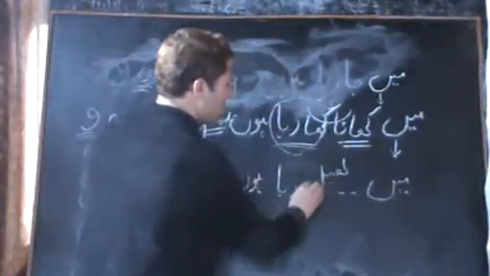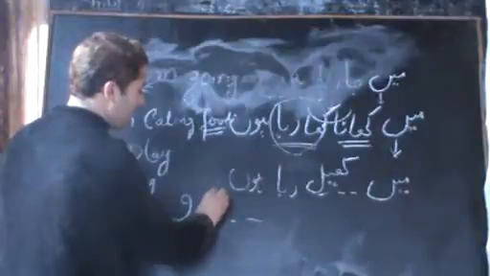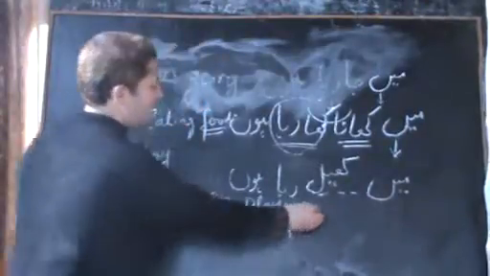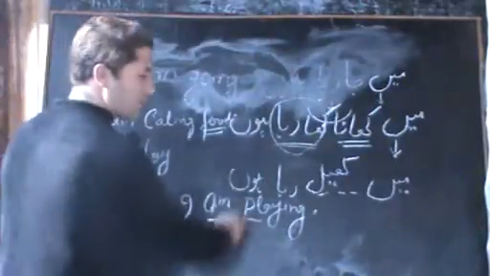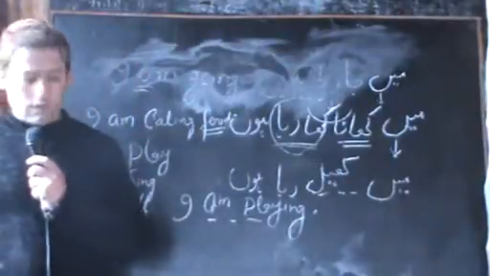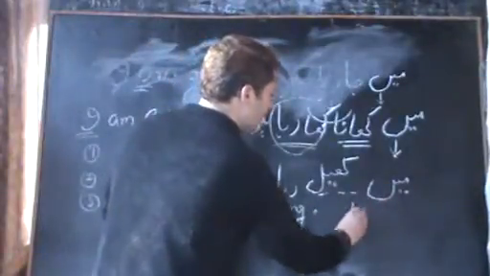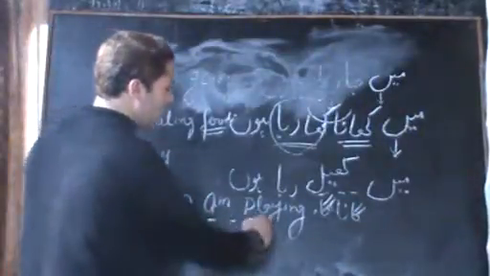First, I will write here main khel raha hoon. Then I will say I am, helping verb, playing. I am playing. Now for the practice, which you have to do also, you will replace this very verb. For example, instead of khel, I'll write main gana ga raha hoon. And here, after I am, you'll write singing.